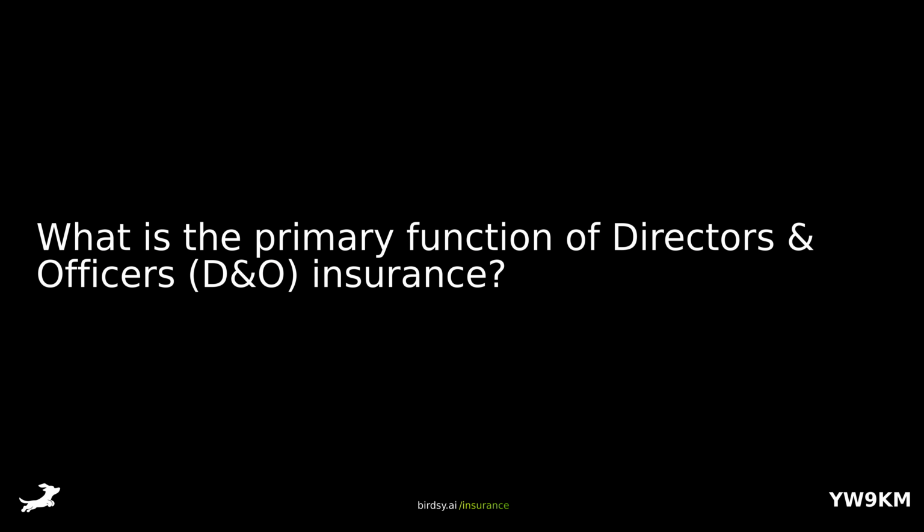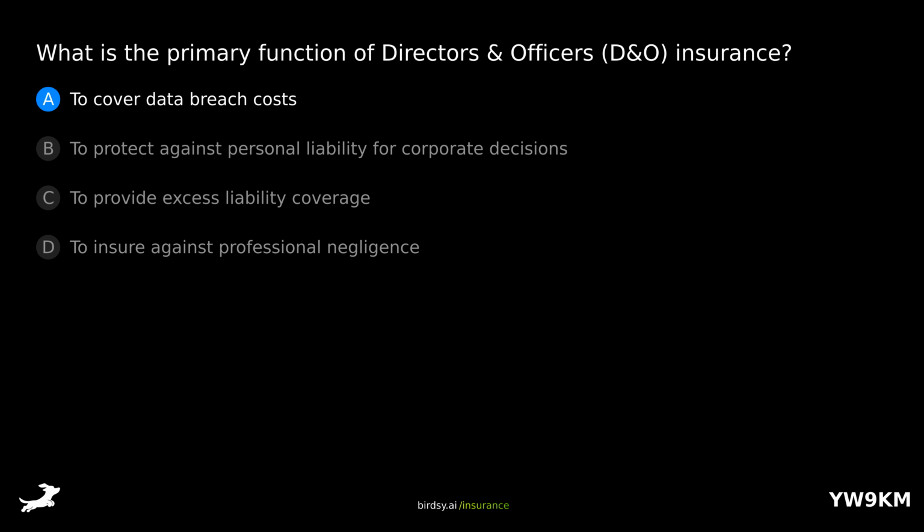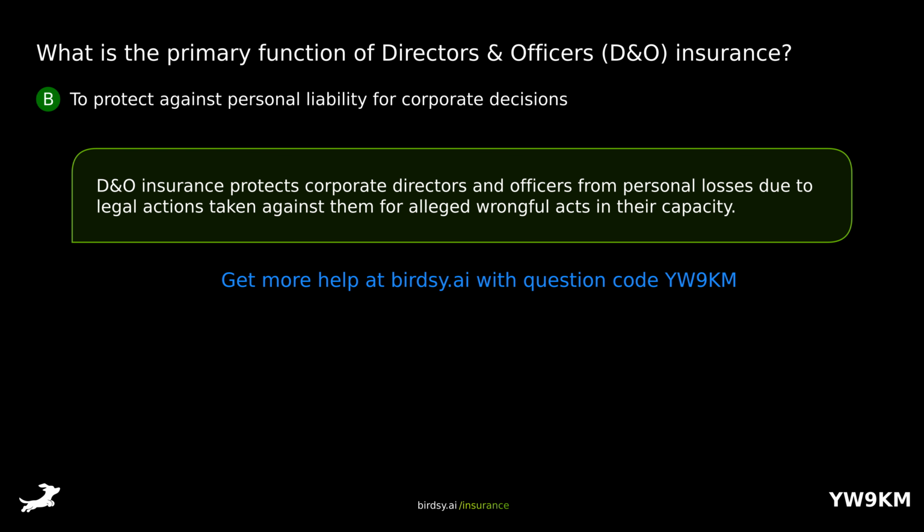What is the primary function of directors and officers insurance? Is it A, to cover data breach costs? B, to protect against personal liability for corporate decisions? C, to provide excess liability coverage? Or D, to insure against professional negligence. The answer is B, to protect against personal liability for corporate decisions. D and O insurance protects corporate directors and officers from personal losses due to legal actions taken against them for alleged wrongful acts in their capacity.